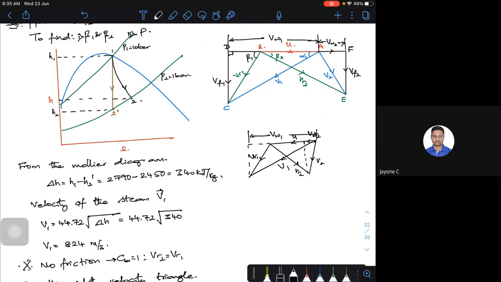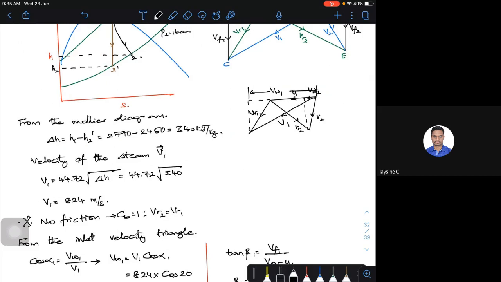Are you getting it? So Vw1 and Vw2 are in the same direction. This we found out. You could have found it easily using the graphical method; there you would have got the velocity triangle directly. So beta 1 and beta 2 we got as 41 degrees, and Vw1 and Vw2 are in the same direction.